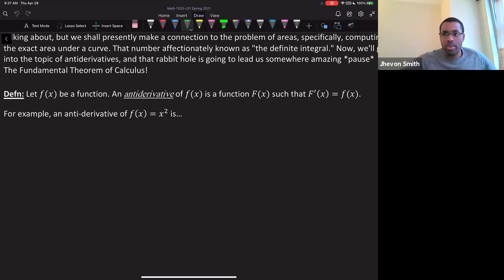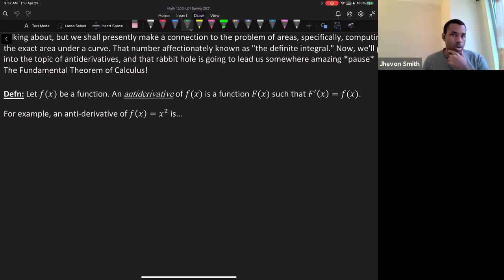This is called an antiderivative. I want to know the function I'm looking at: what function did I have to differentiate to get this function? Okay. Now, for x squared, well, I know when I differentiate, I subtract 1 from the power, right? So it makes sense that the antiderivative should have power 3, so that when I do the derivative rule, I would get 2 from the power.